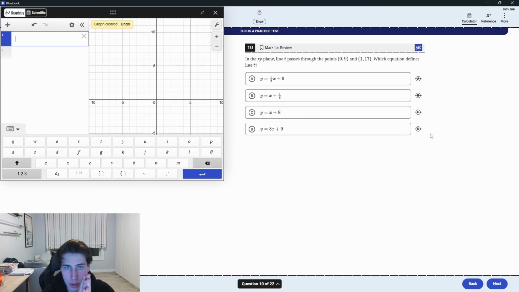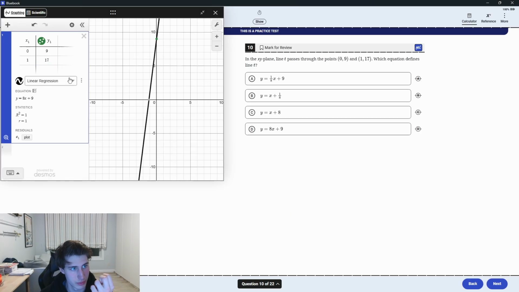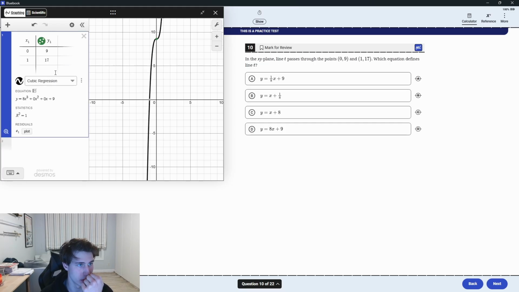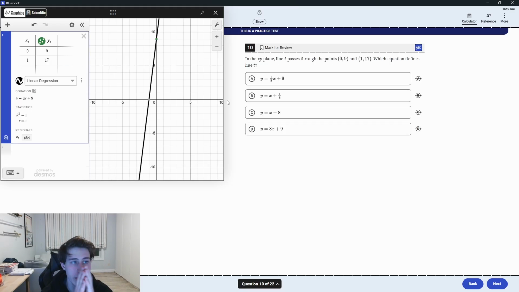In the xy-plane, a line t passes through the points 0, 9, and 1, 17. What equation defines this line? So we're given two different points, which means that we can use a table. In a table, we can just plug in our points. And this button here, it's like 4 circles with a line coming through them. This is a regression. So this pretty much takes your points, and then for whichever type of regression, whether cubic, quadratic, linear, or exponential, anything you want, it'll find you the equation that matches up with those points.